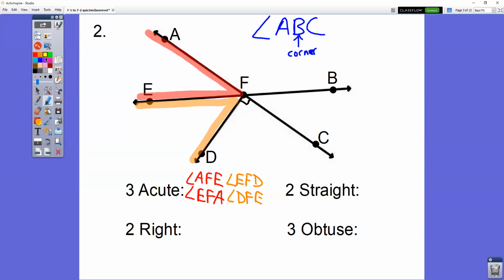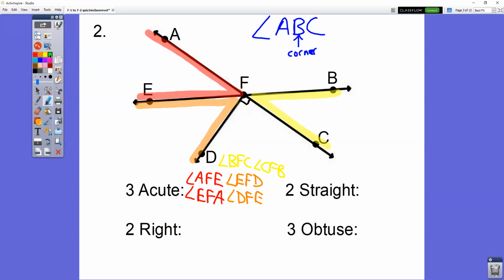The third one is over here, BFC. So angle BFC, or you could say angle CFB. So those are your three acute angles from this picture.